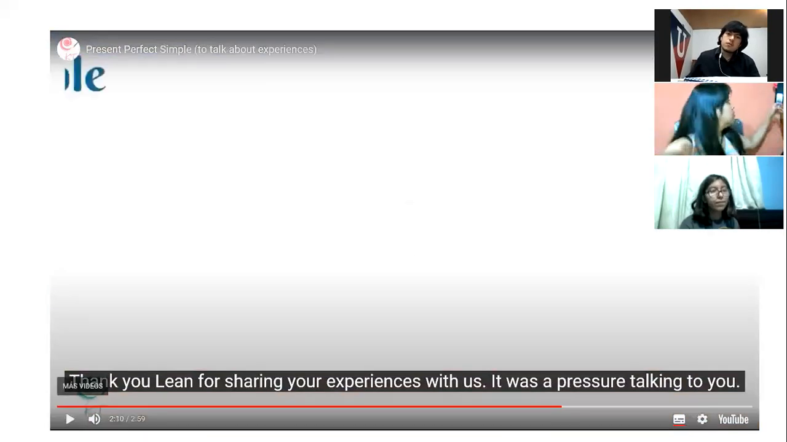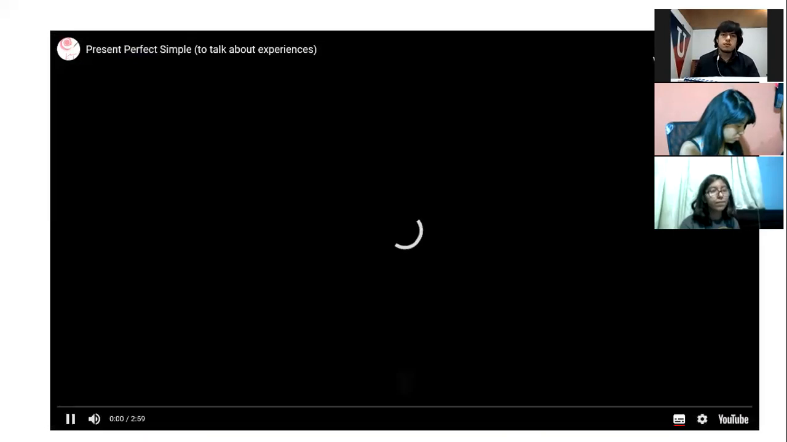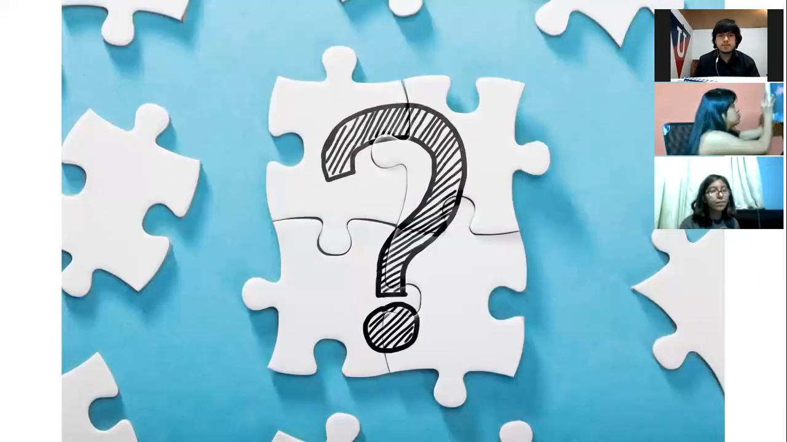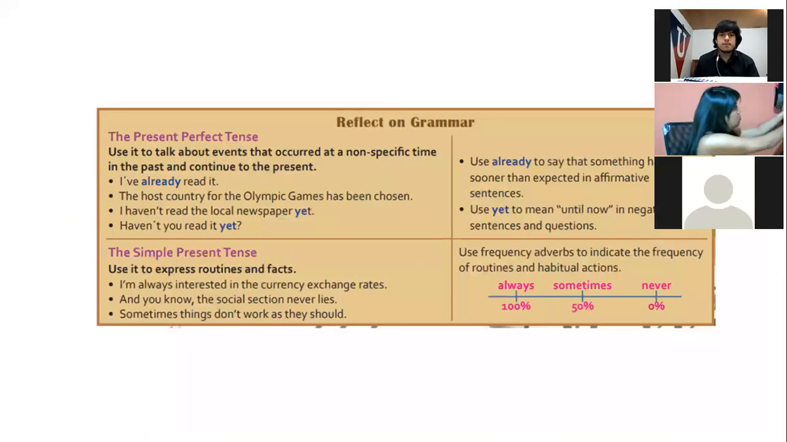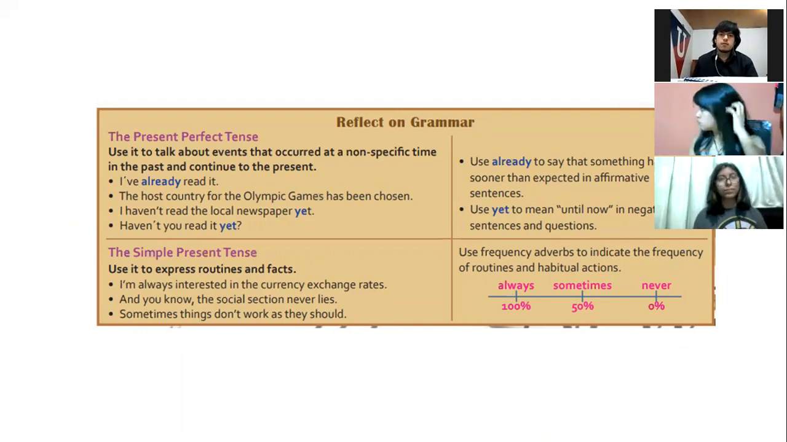Okay, this is the video for you. As you can see in this video, it is very useful to use the present perfect to explain things that you do or already finished, or things that you did in the past and now you continue doing.